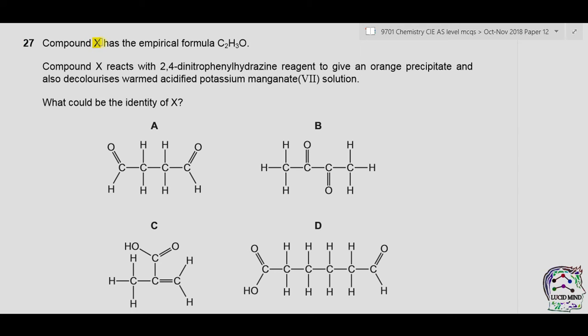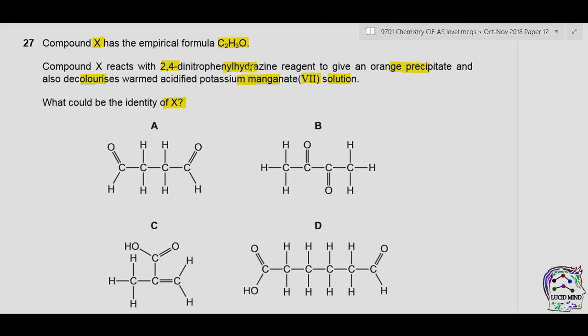Question 27. Compound X has the empirical formula C2H3O. Compound X reacts with 2,4-DNPH to give an orange precipitate and also decolorizes warm acidified potassium manganate(VII) solution. What could be the identity of X?